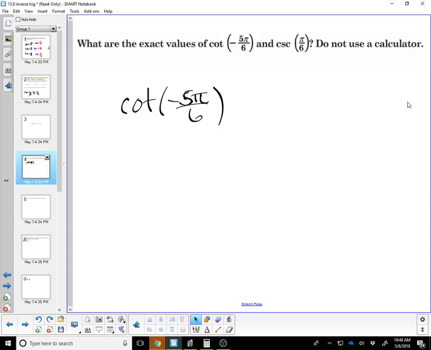What's easier for you to graph? The numbers? Radians or the numbers? Right. So do this then.